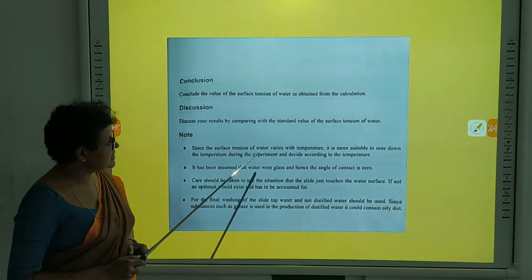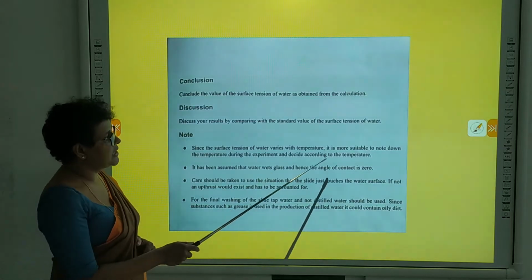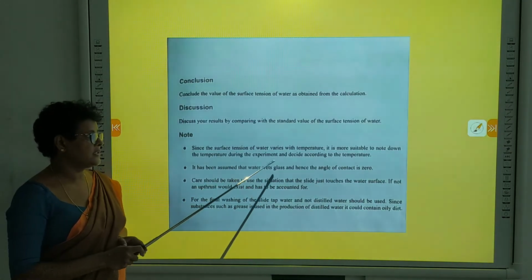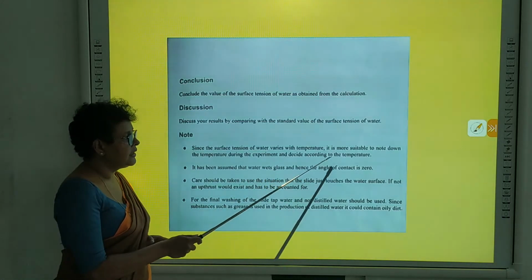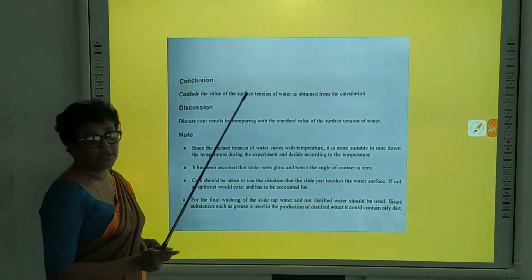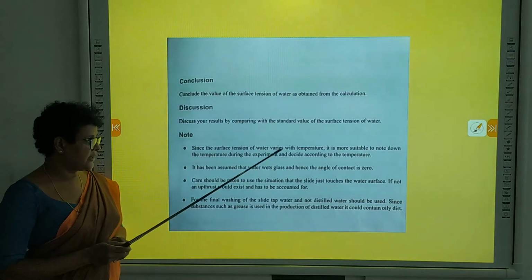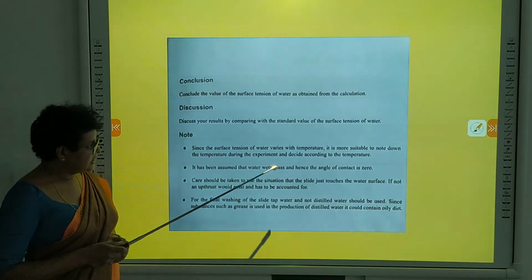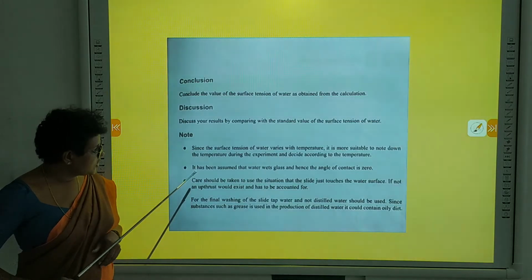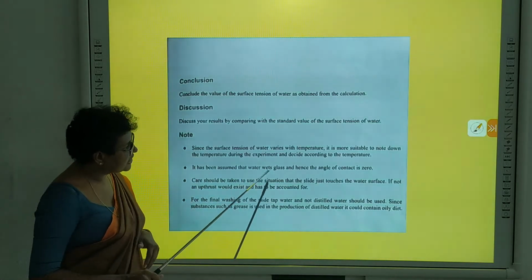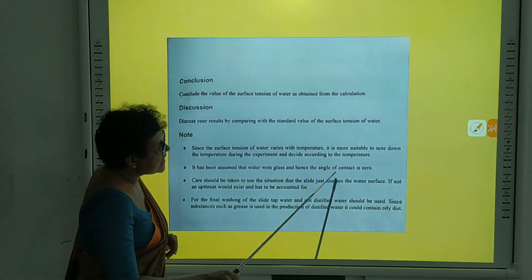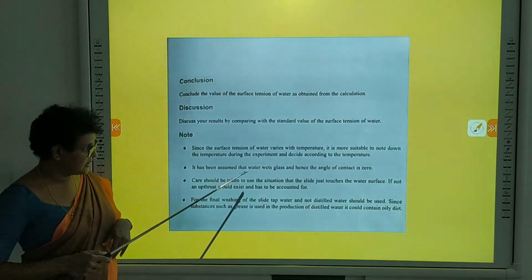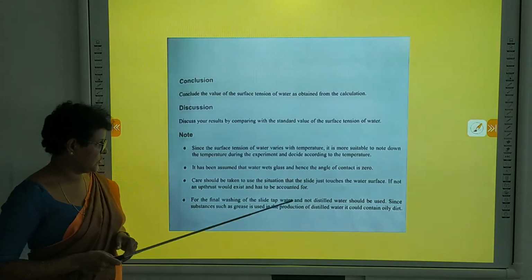Since the surface tension of water varies with temperature, it is more suitable to note down the temperature during the experiment and decide according to the temperature, because I told you that the surface tension differs with the temperature, right? Now the second point, it has been assumed that water wets glass and hence the angle of contact is 0. In this equation, we are taking the angle of contact as 0, right?